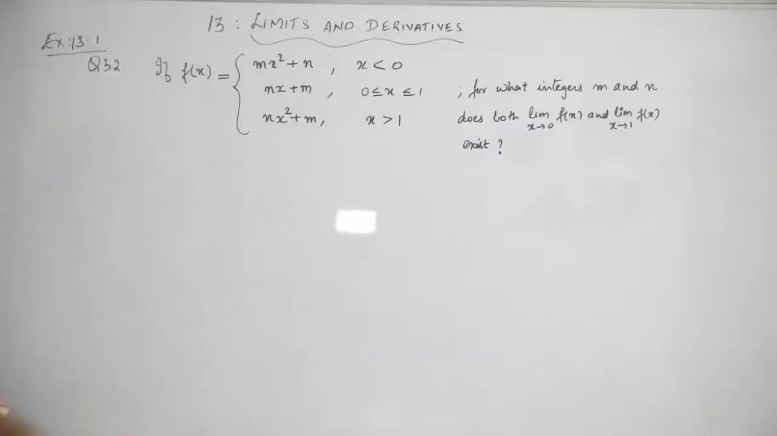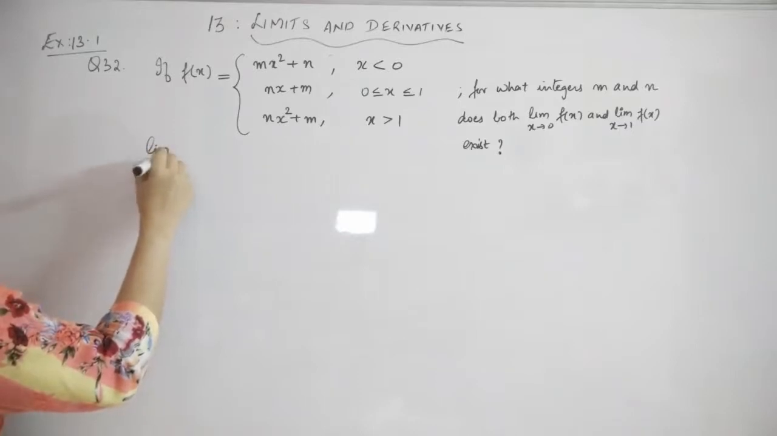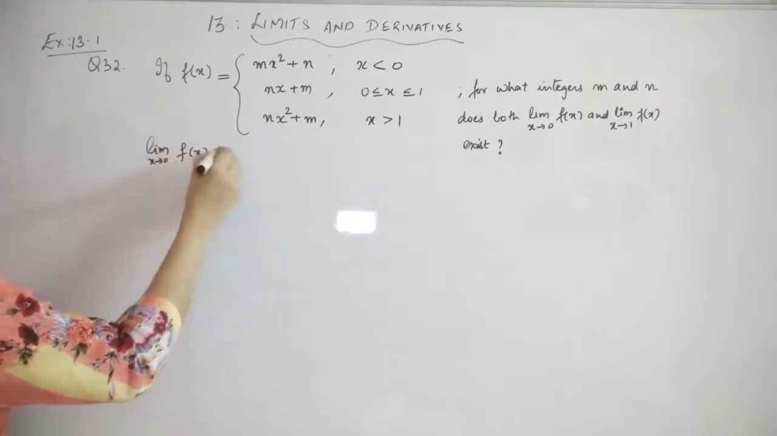Next is question number 32. If f of x equals mx square plus n when x is less than 0, nx plus m when it is lying between 0 and 1 including 0 and 1, and nx square plus m when x is greater than 1, for what integral values of m and n do the limits, that is limit x tends to 0 f of x and limit x tends to 1 f of x, exist? So we'll first find out what condition we get for limit x tends to 0 f of x.